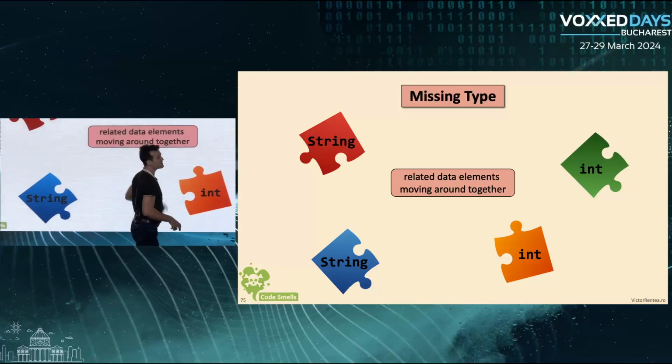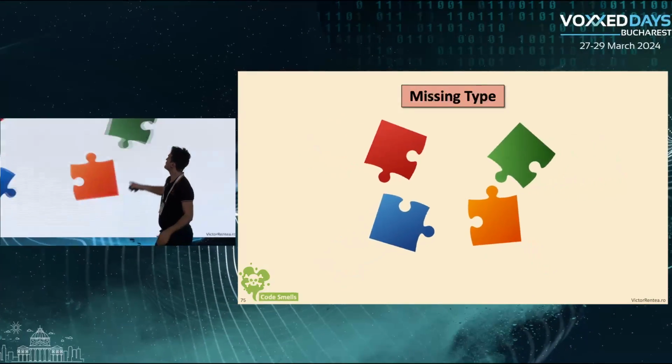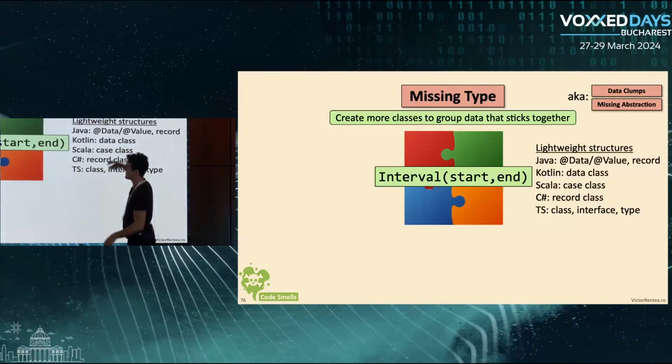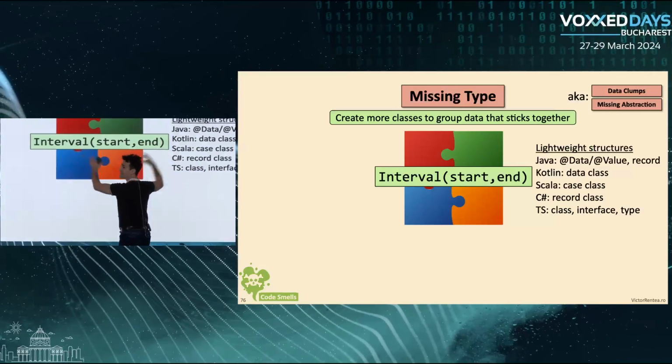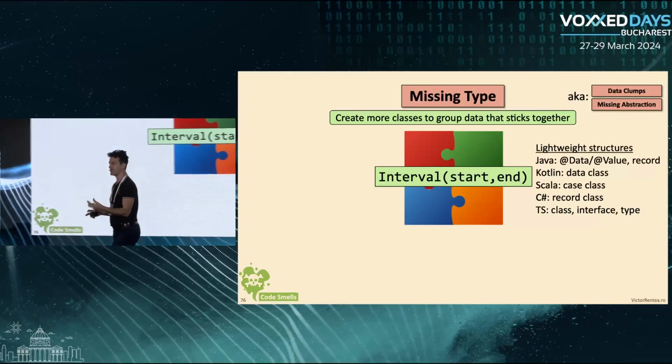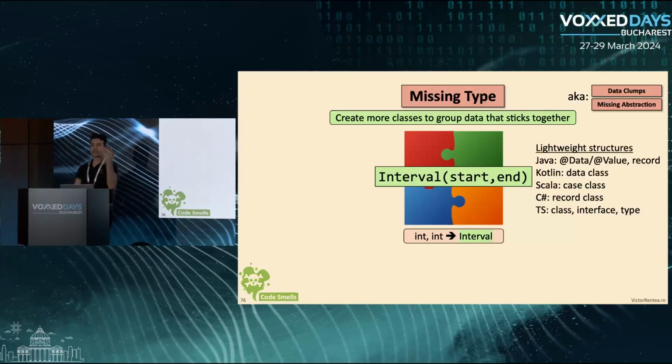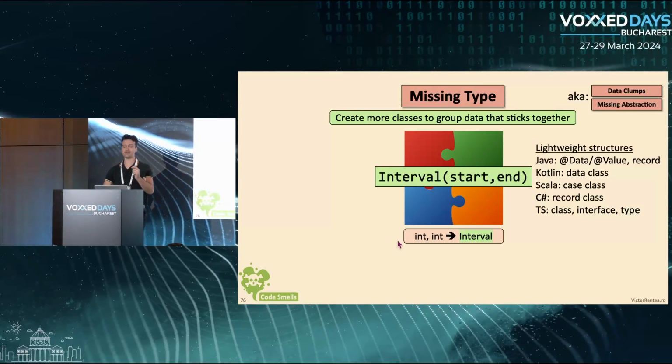you find the int. The code smell is missing type. It had multiple other names like data clumps, missing abstraction. But the point is, group together the data that belongs together in new types, right? So make an interval class with start and end.